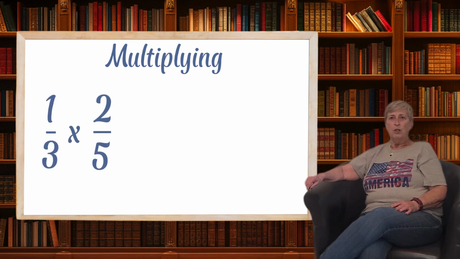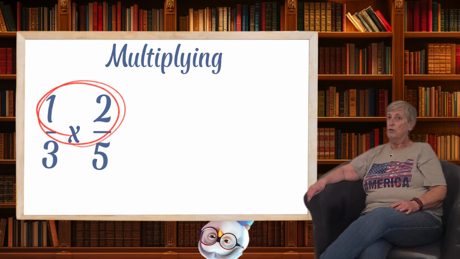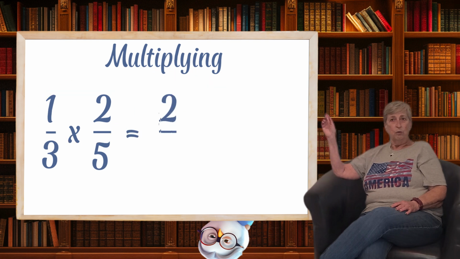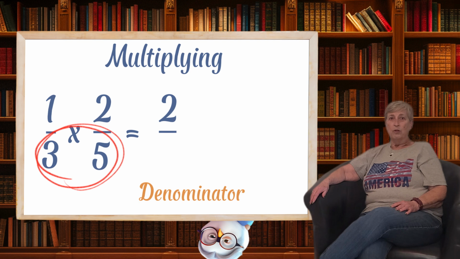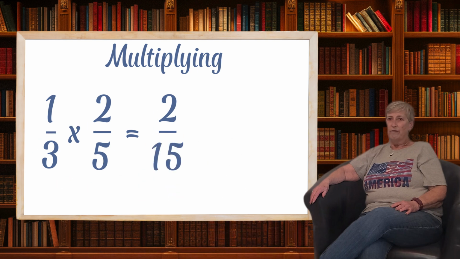Now, in multiplication for fractions, you simply multiply straight across. So we're going to take the two top numbers, remember they're called the numerators. 1 times 2 equals 2. And then we're going to look at the denominators, the lower numbers. 3 times 5 is 15. Straightforward, very simple. Your final answer is 2/15.